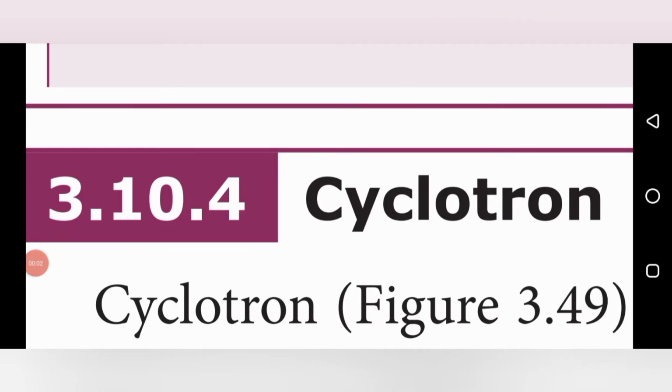The next topic is the cyclotron. Cyclotron is one of the important 5-mark questions. You have to go through it after we complete discussing the cyclotron, and you have to write a test on that question also.